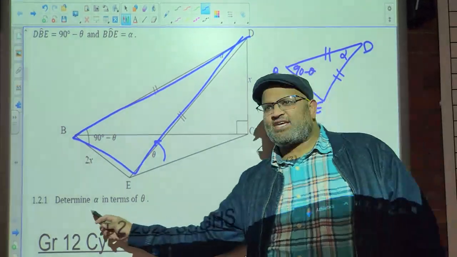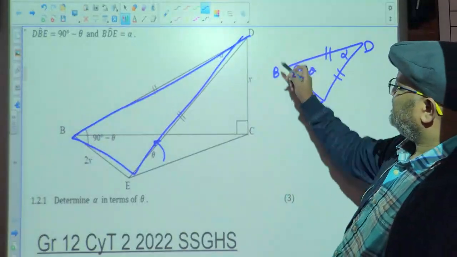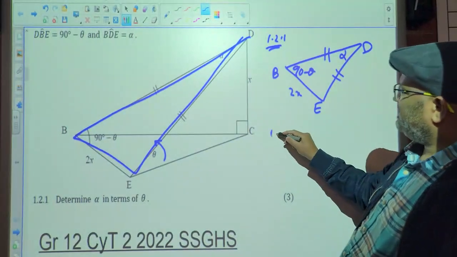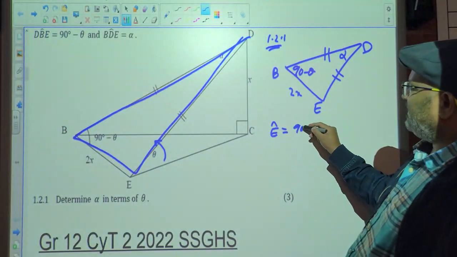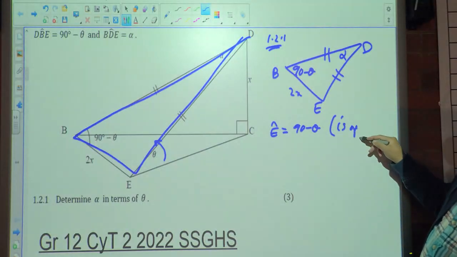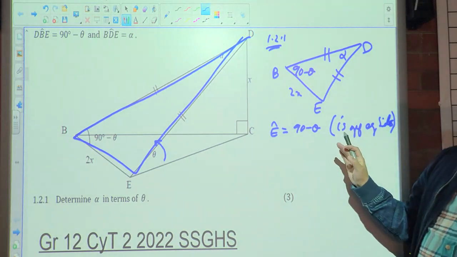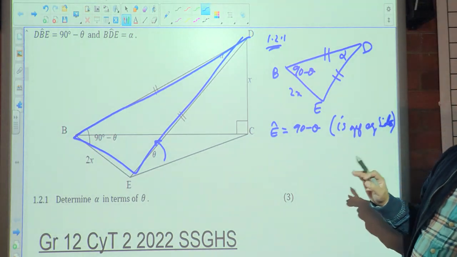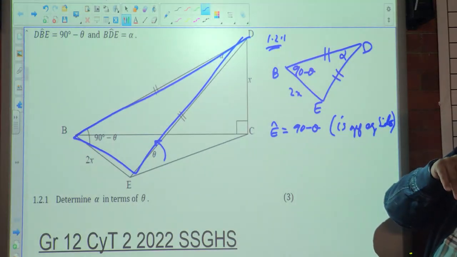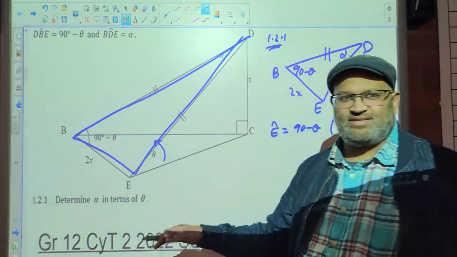So you must make alpha the subject of the formula, not so. This is 1.2.1. We can say firstly that angle E is going to be 90 minus theta. Why? Angles opposite equal sides. Do I have to give a reason here? No. Since we are busy with heights and distance with trig, and not Euclidean, the reason is not required, unless the question says with the reason.